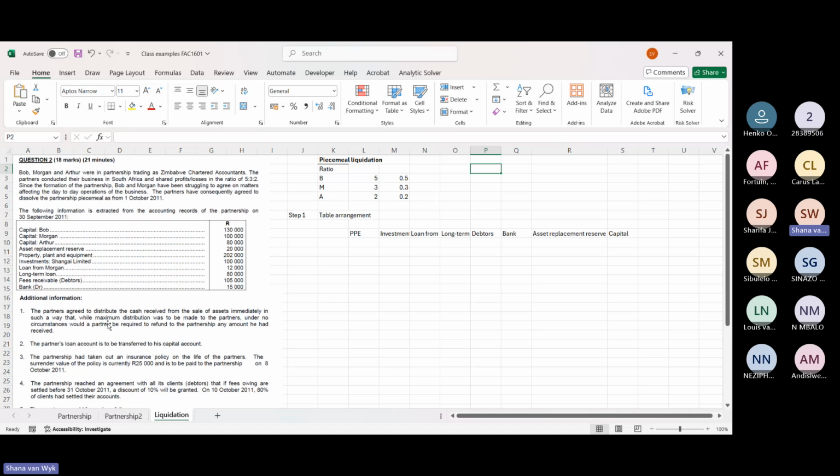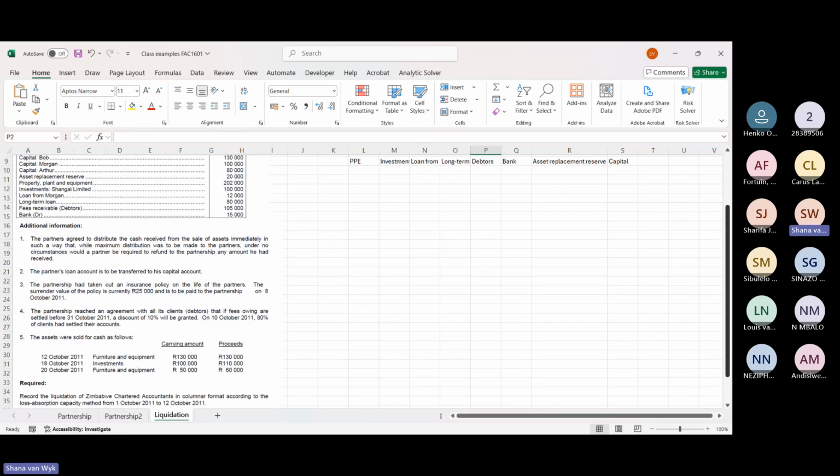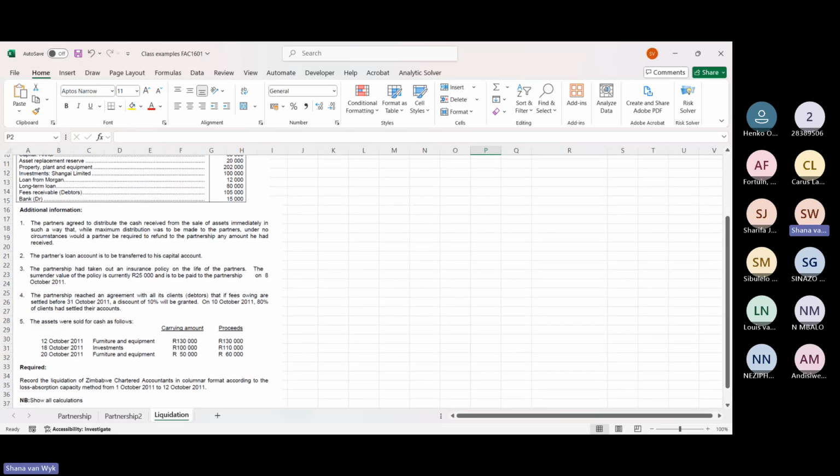Would the partner be required to refund to the partnership any amount he had received? On the top of my head, this is a little bit weird, but I'm thinking we'll just use the ratios. Number 2, partner's loan account is to be transferred to his capital. Partnership had taken out an insurance policy. The surrender value of the policy is this and is to be paid to. The partnership reached an agreement, settled before this grant of 10% will be granted.